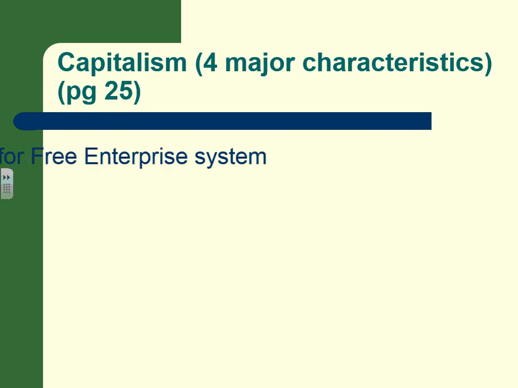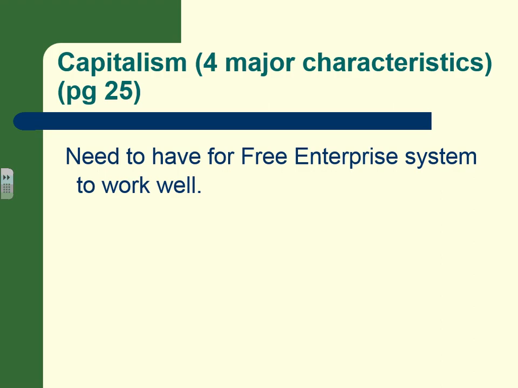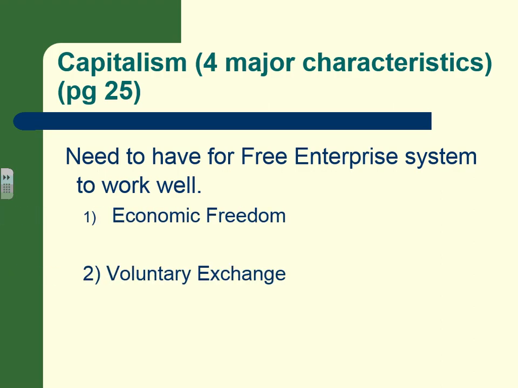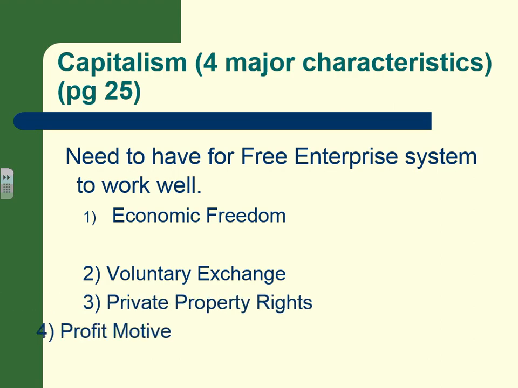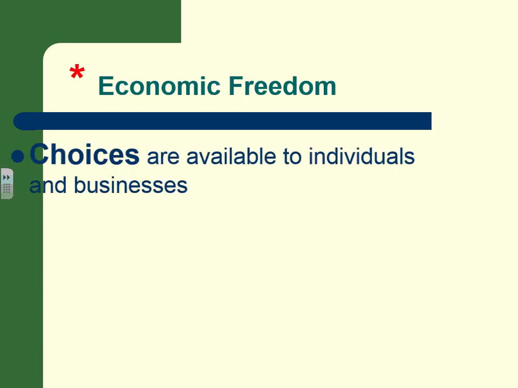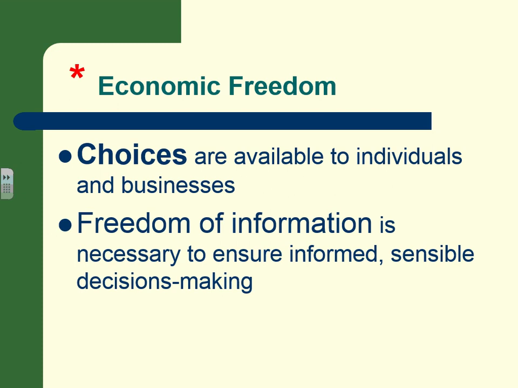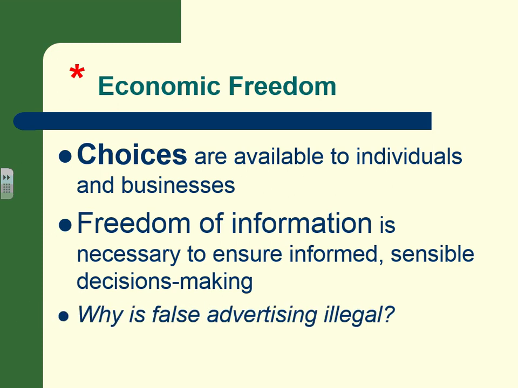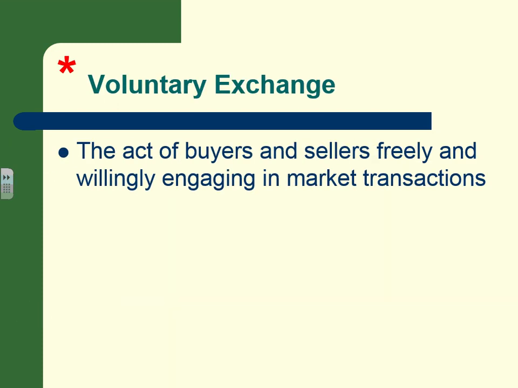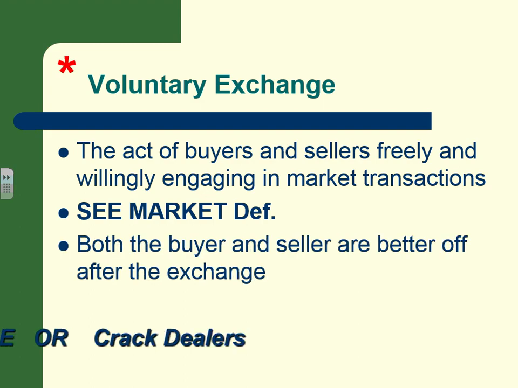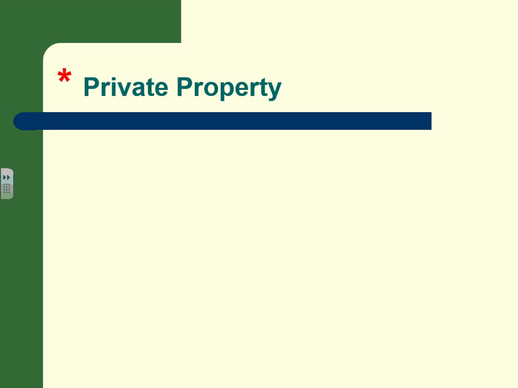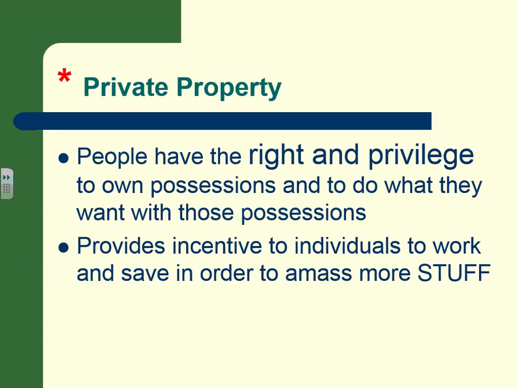One of the things I'm going to ask you to do is go through the goals and characteristics of capitalism. I'm not going to spend a lot of time on it now, but make sure that you're familiar with economic freedom, voluntary exchange, property rights, and profit motive. You can review this slide. It's attached. What economic freedom is, what voluntary exchange is, what private property is.